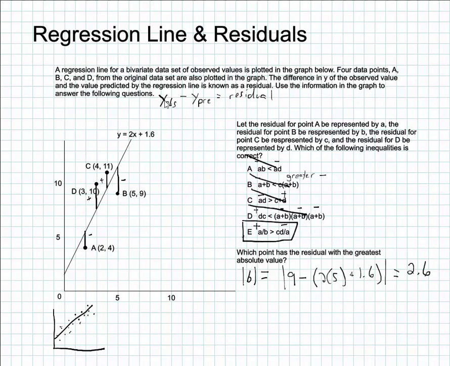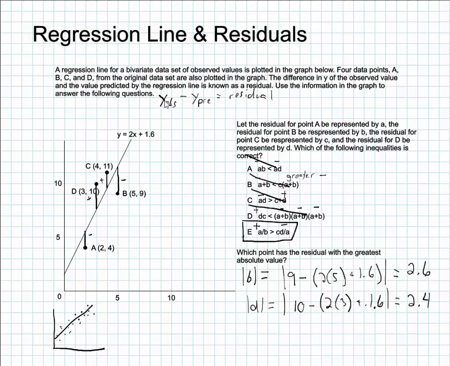All right, and let's take the absolute value of D. So D is at the point (3, 10). So y observed is 10. And we are subtracting from that y predicted, which is 2 times 3, because x is 3, plus 1.6. And that would be 10 minus, so 2 times 3 is 6, plus 1.6 is 7.6. 10 minus 7.6 is 2.4. And the absolute value of 2.4 is also 2.4.